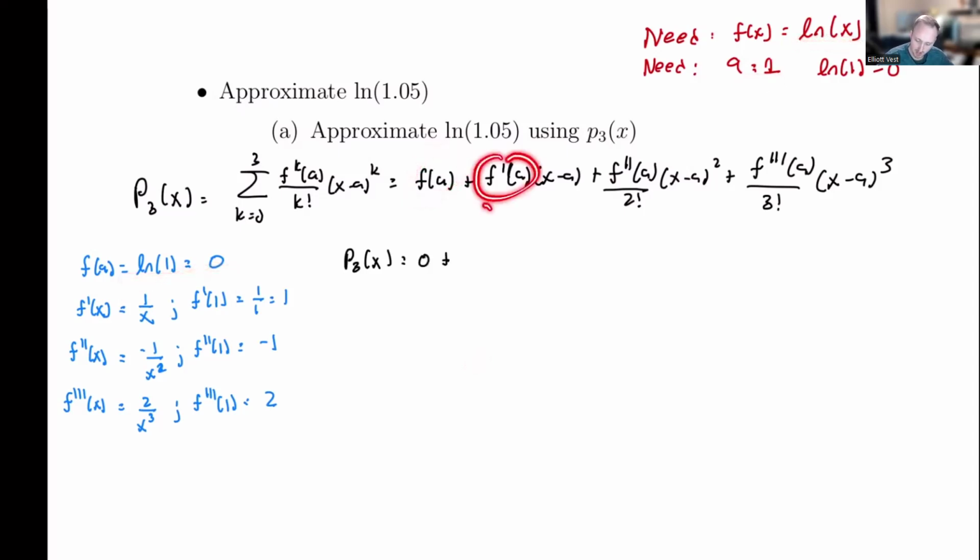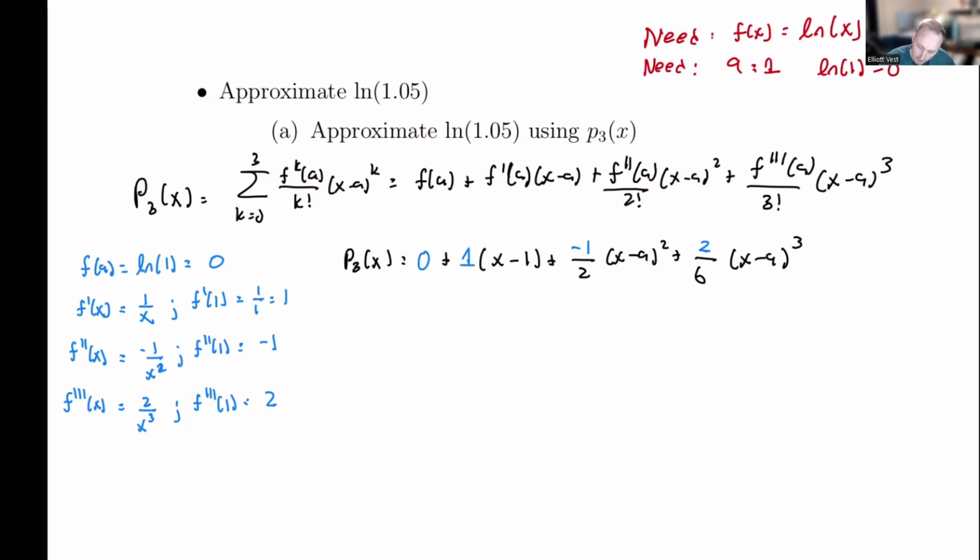Plus, what is my f prime of a? Actually, let me write this out in blue. 1 times x minus a, and f prime of a is 1 here. Plus f double prime of a, which is -1, over 2 times x minus a squared, plus f triple prime of a, which is 2, over 3 factorial, which is 6, times x minus a cubed here. Like that.